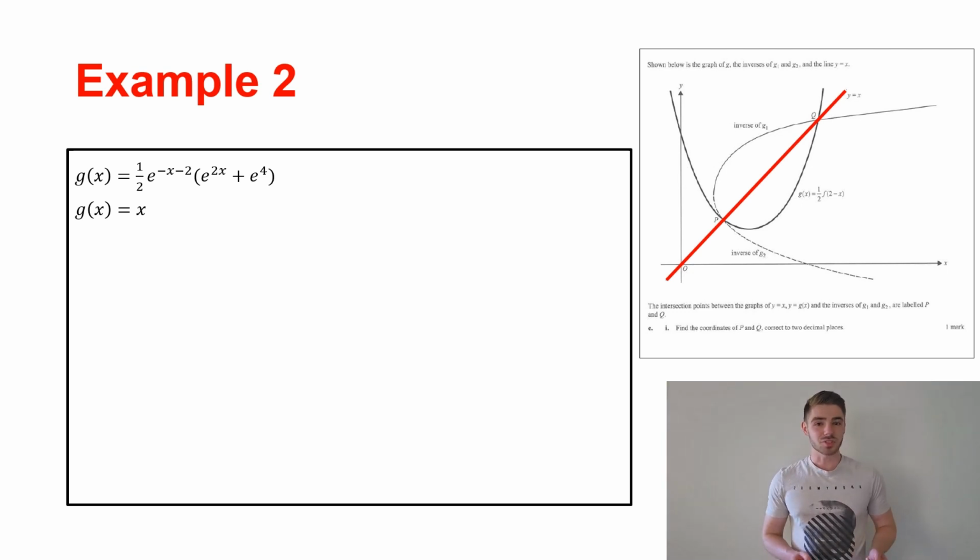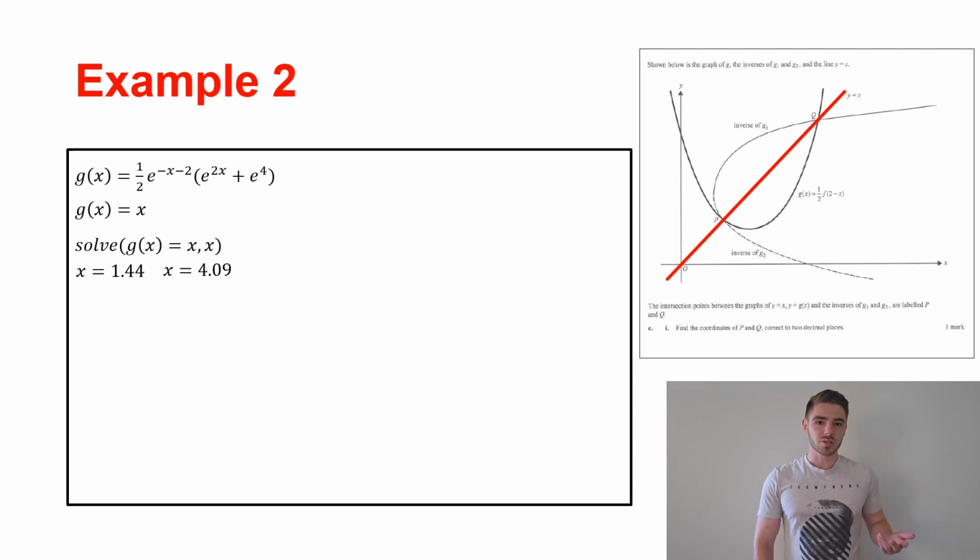This is tech-enabled, so all you have to do is plug that into the CAS. The x-coordinates are found by equating g of x to x, and then solving for x. And the y-coordinates are found by substituting that result back into g of x, or y equals x. One of those functions is a lot easier. And that's all there is to it.